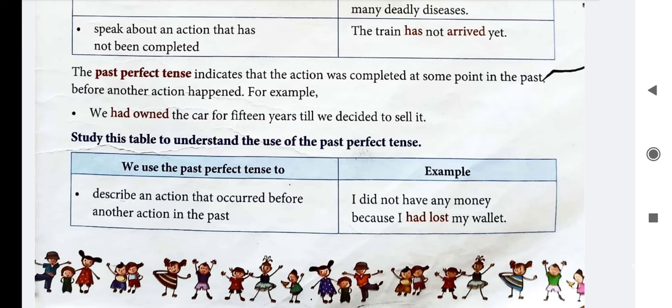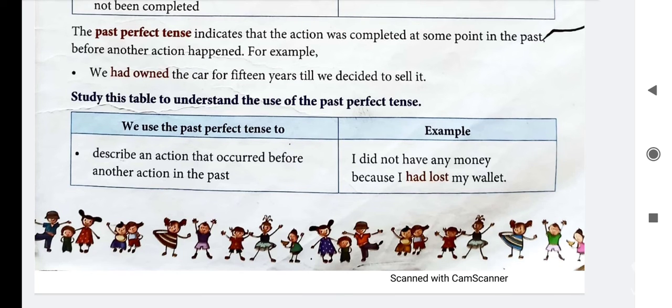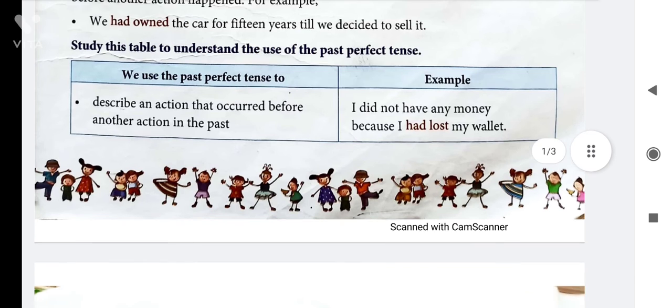And I told you that in perfect tense, we will be using past participle in present, past, or in future. And in past perfect tense, it's very simple. Here we only have to use had. No confusion, nothing, just had. And past participle of what? Yes, verb. So let's study the table to understand the use of the past perfect tense.